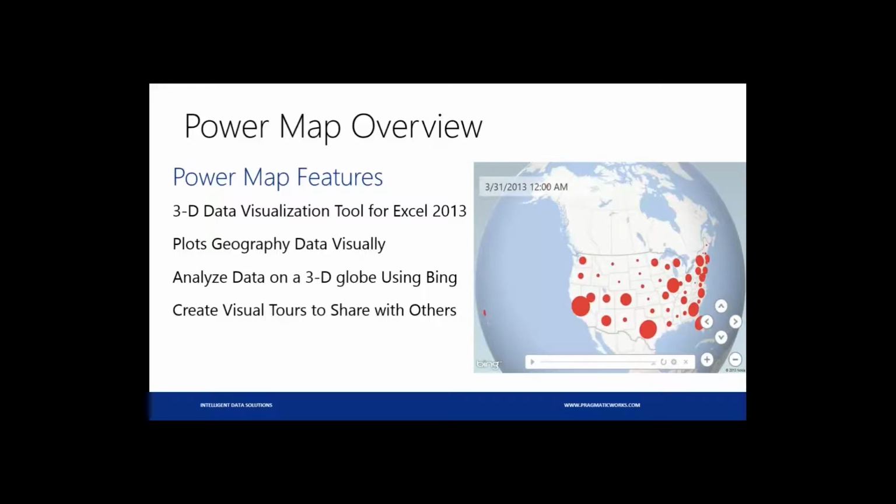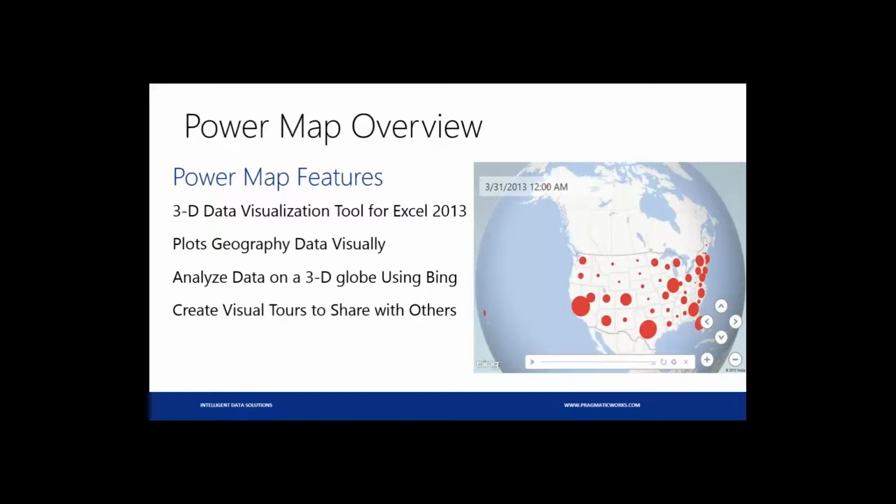Basically, what we're doing here with Power Map is taking the geographical fields in our data and plotting them on a map, visually showing those geographical data points. It does analyze on a 3D globe, and it uses Bing, so you do need a connection to the internet to be able to do anything inside Power Map. Assuming you have an internet connection, it uses Bing Maps to visualize and plot out the data that you have in a data set.